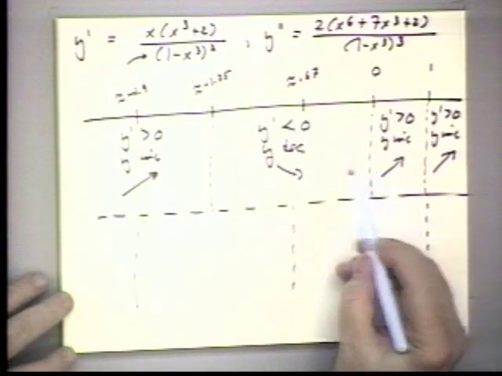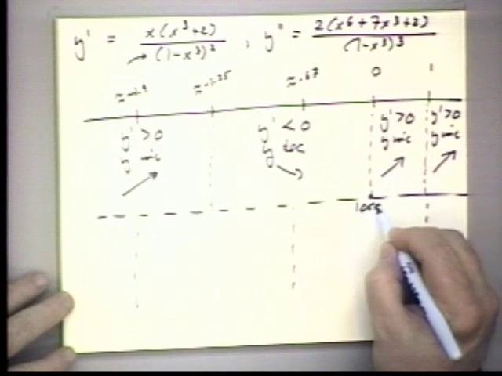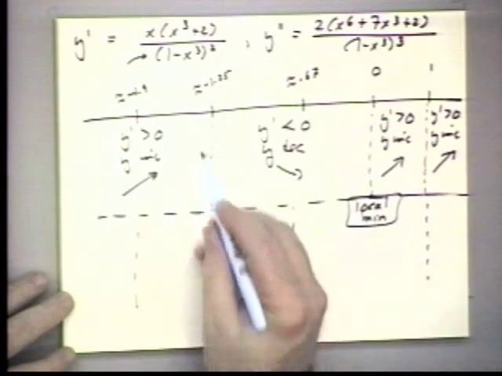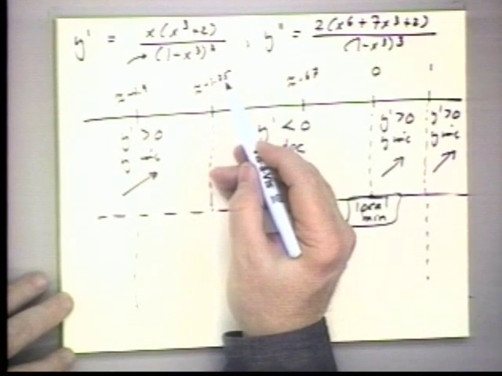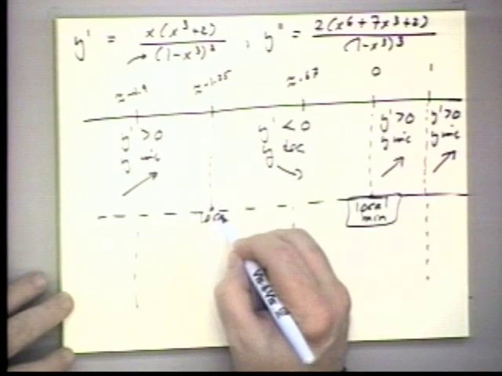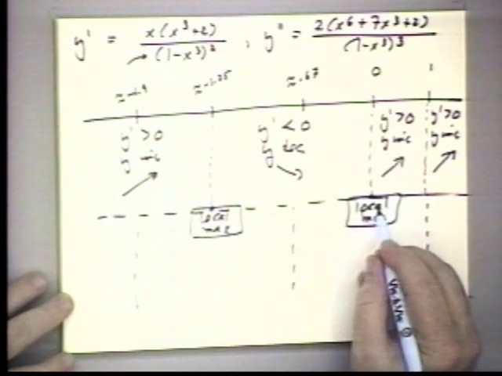At 0, we see that we're decreasing on the left, increasing on the right, so that gives us a local minimum. That's the first observation. And over here at that minus cube root of 2, we have increasing and then decreasing, which gives us a local maximum. All of this is easy to read off of this chart.